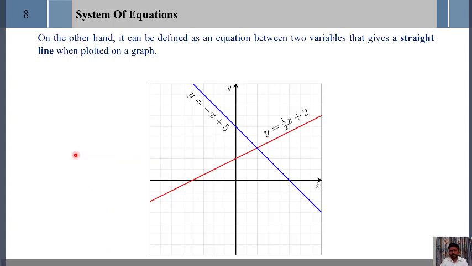And on the other hand, it can be defined as an equation between two variables that gives a straight line. So whatever the equation is called a linear equation, it should form a straight line when plotted on a graph. So these are some simple examples of plotting straight lines in Cartesian coordinates formed by these linear equations. y equal to 1 by 2 x plus 2 and y equal to minus x plus 5.